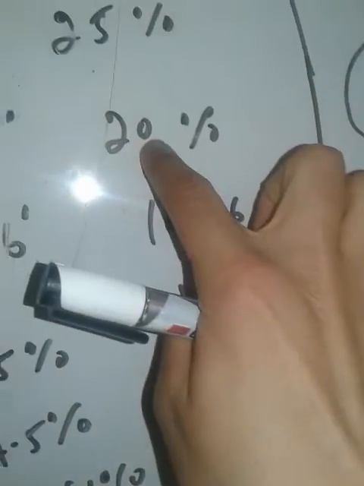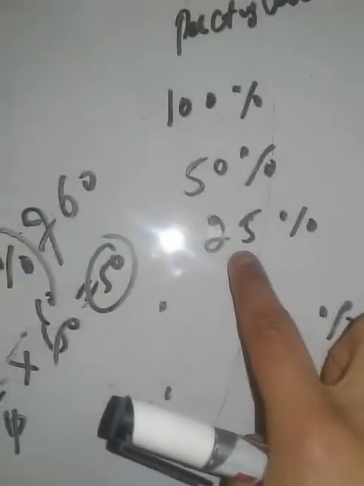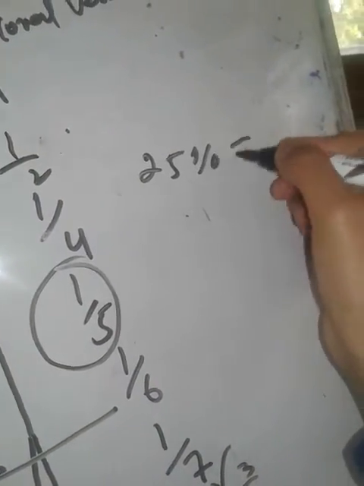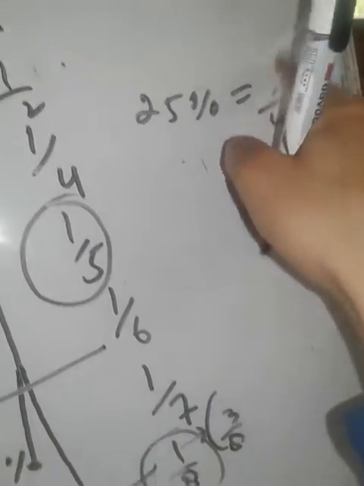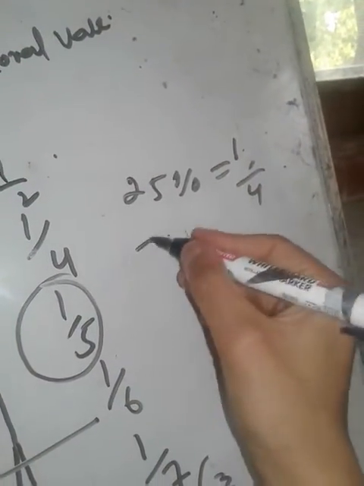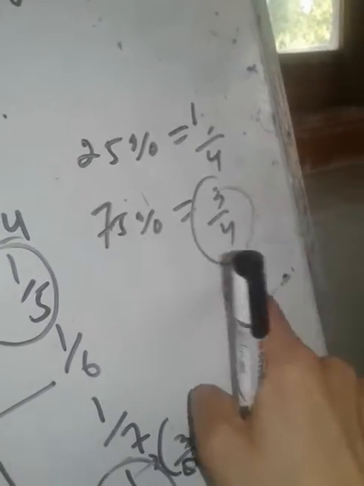Again, have a look. Suppose here it is 20. It is 75. It is 25%. 25% is 3 by 4. 25% is how much? It is 1 by 4. So if you multiply by 3, it becomes 75%, which is 3 by 4, just 3 by 4.